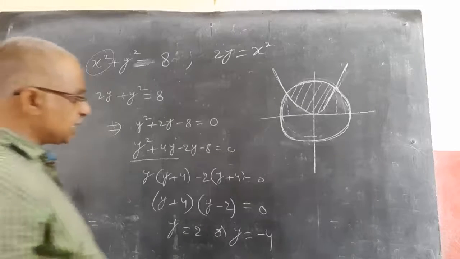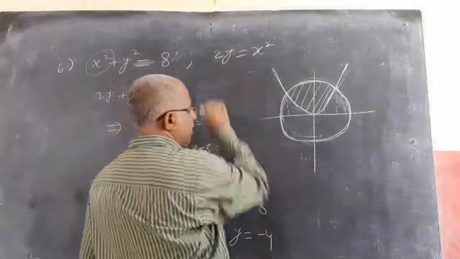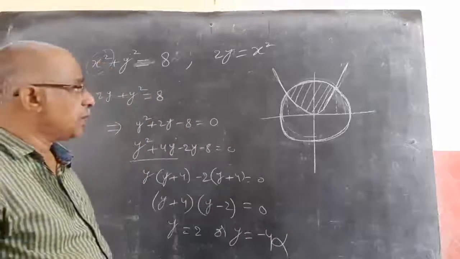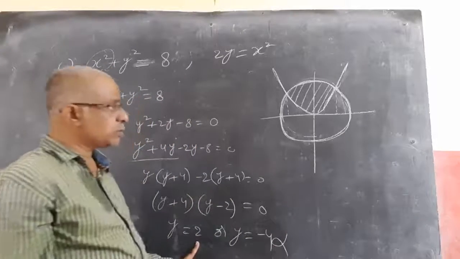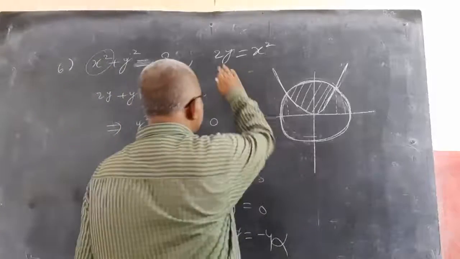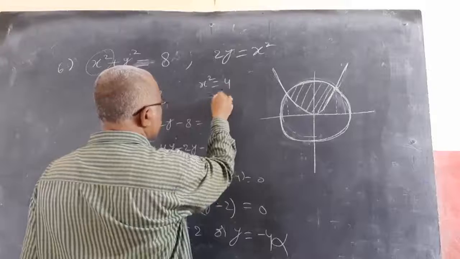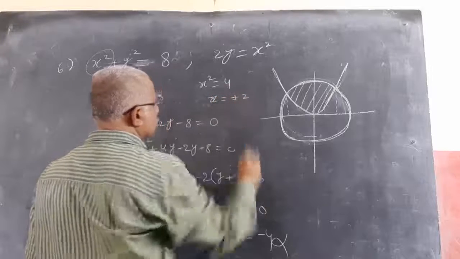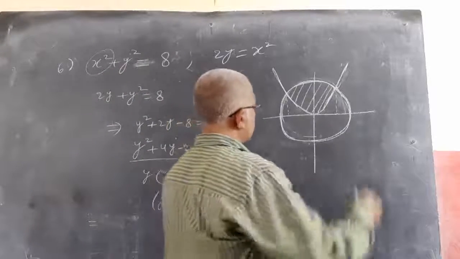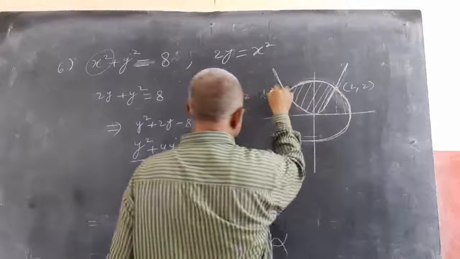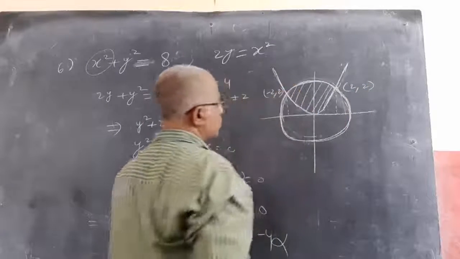If y is minus 4, the square of a number cannot be negative. So this is an imaginary root, which is not possible. So the only root is y equal to 2. So if y is 2, what will be x? X square equal to 2 to the 4, x equal to plus or minus 2. So this is plus 2 comma 2 and this is minus 2 comma 2.